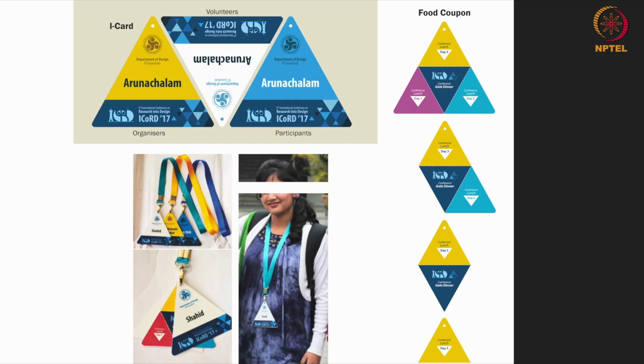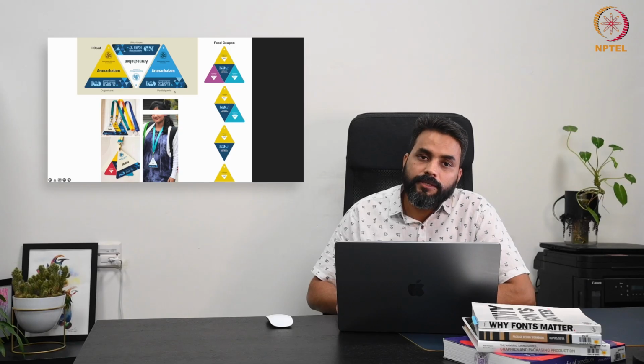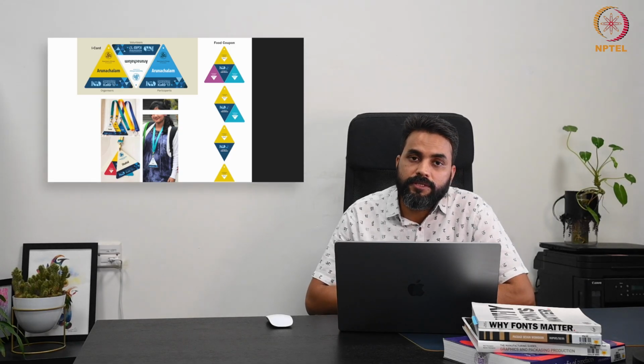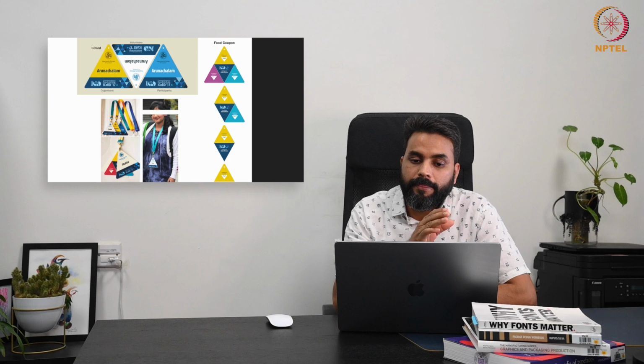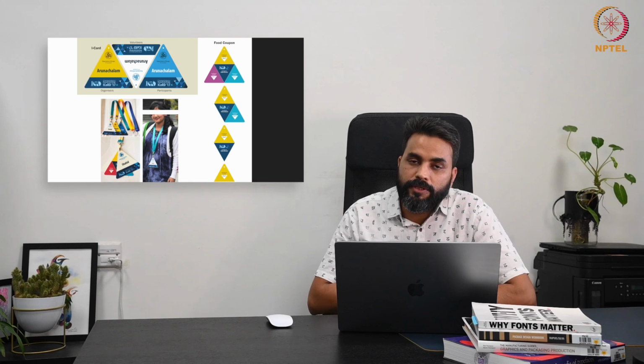And it is not just the banner, but this was also translated into ID cards, food coupons, and multiple other collaterals as well. You can also notice the consistency has been created using these triangular shapes, which are repeated in all the collaterals. So remember, consistency is going to help you in creating a very rhythmic flow within any publication design.